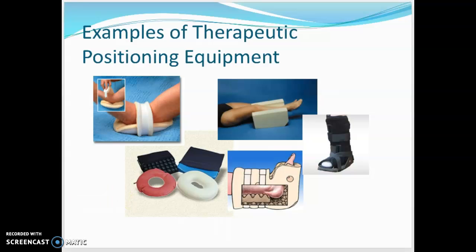Walking boots can also disperse pressure, and then we see there are a series of donuts that can be inflated, and these can be used perhaps on the sacrum in different body parts. So the inner part of that inflatable donut is now kind of suspended in space and doesn't have the same amount of pressure on it.